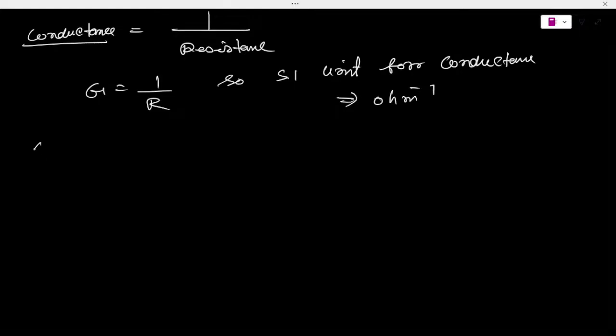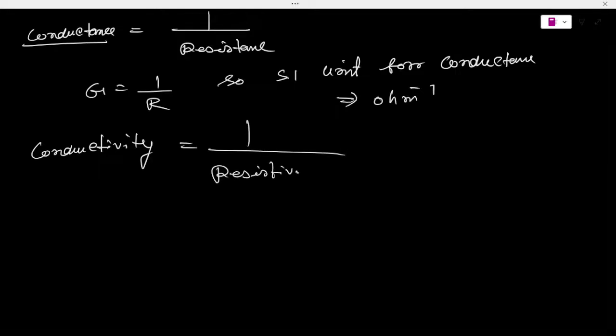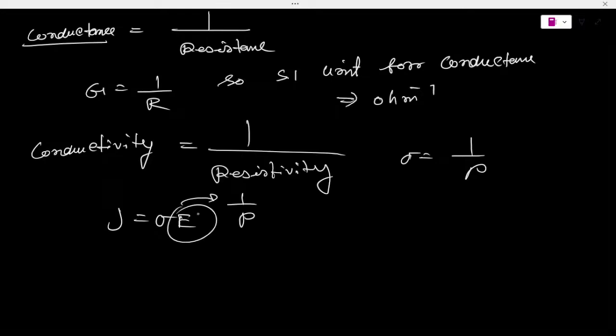At the same time, conductivity, or specific conductivity, is equal to 1 by resistivity. So sigma is equal to 1 by rho. This is J is equal to sigma E, which we will prove later on. So conductivity is basically 1 by resistivity.